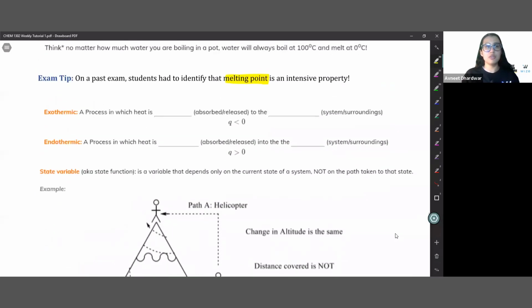The next two terms are exothermic versus endothermic. So exothermic sounds like heat is exiting the system. And we always think of it in terms of the system. So if heat is exiting, like if we see the term exothermic, it's describing the system. So this means heat is exiting the system. So in other words, heat is being released from the system to the surroundings.